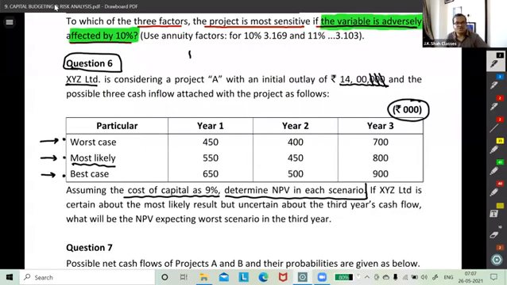That's it. Tell me, students, how many times you have to solve this? 3, whatever we have read till now. 3 times you have to solve this. Understood? We have to make it only 3 times. What will be the NPV in the best case, in the most likely case, and in the worst case? Next part we'll read at the end.